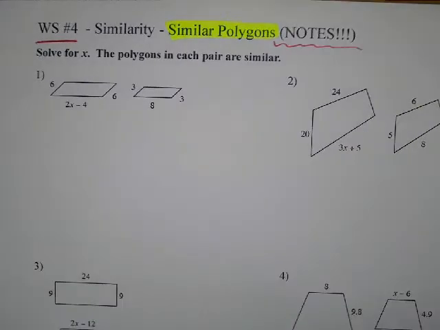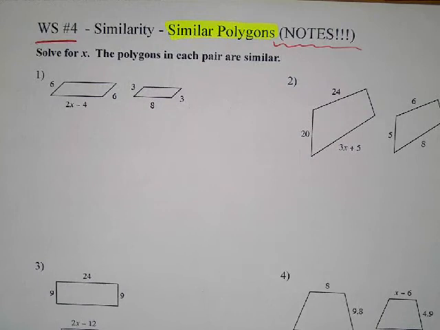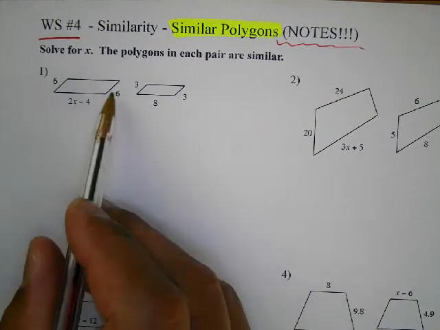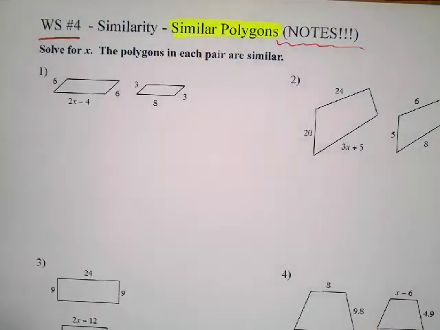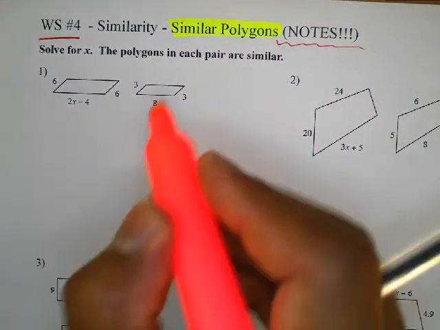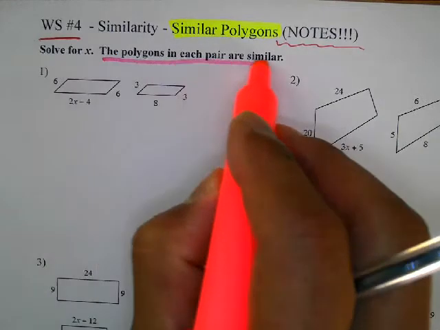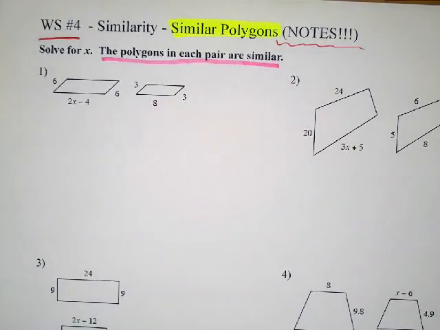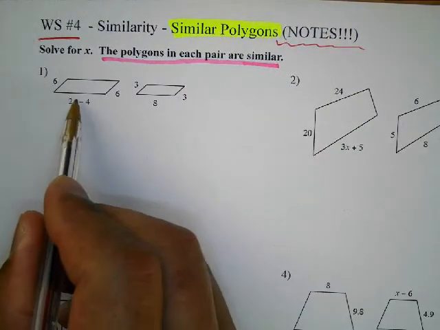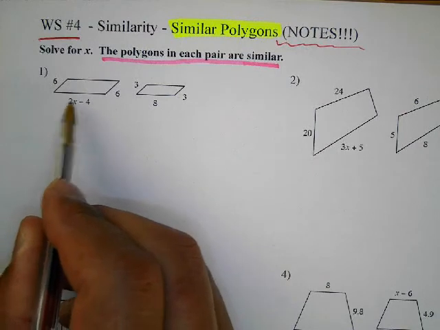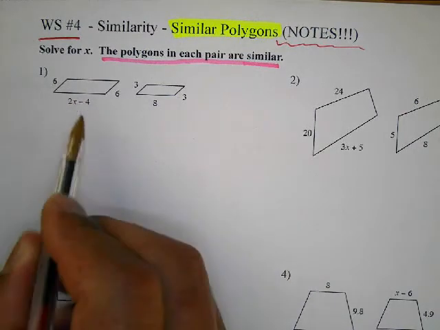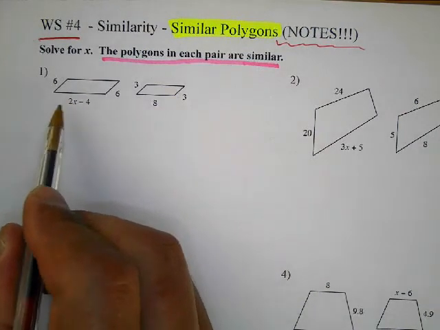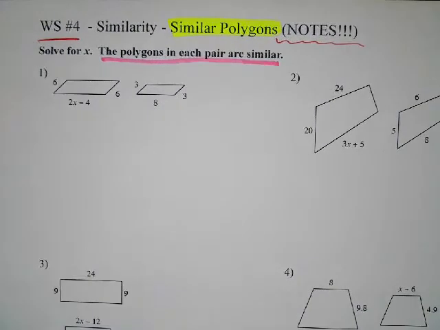Let's start with number 1. What's going to be different from this assignment versus the previous one? Again, you're going to have similar polygons. The polygons are similar, it says right here. Instead of just having a question mark or one side to find, it's going to have an expression. But we're really going to set it up and solve it exactly the same, using a proportion. So just watch how these work out and you should be okay.